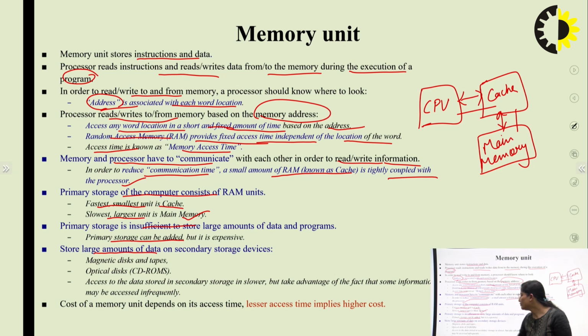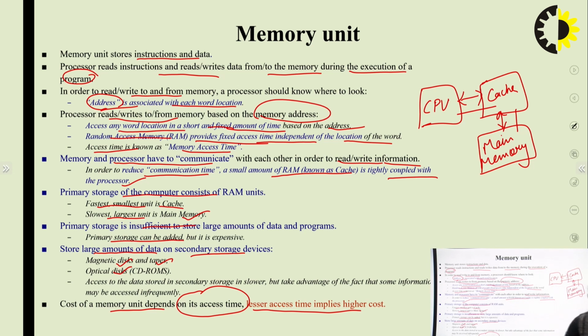To store a large amount of data we use secondary storage devices. The types of secondary memory are your magnetic disk, your tapes, and your optical disk, that is your CD-ROM, because they are the slowest memory, also the largest memory, and also the cheapest memory devices. So basically what we learned from the whole slide is that the cost of a memory unit depends on its access time. The lesser the access time, the higher the cost.